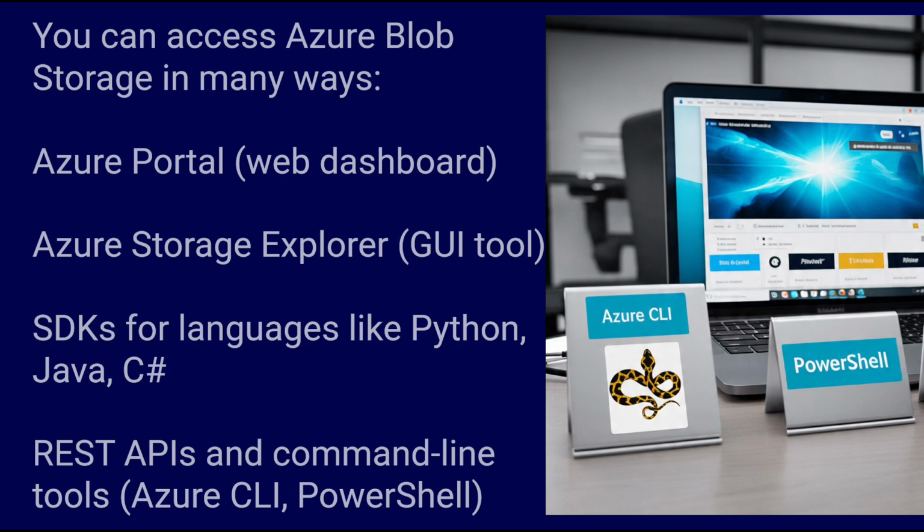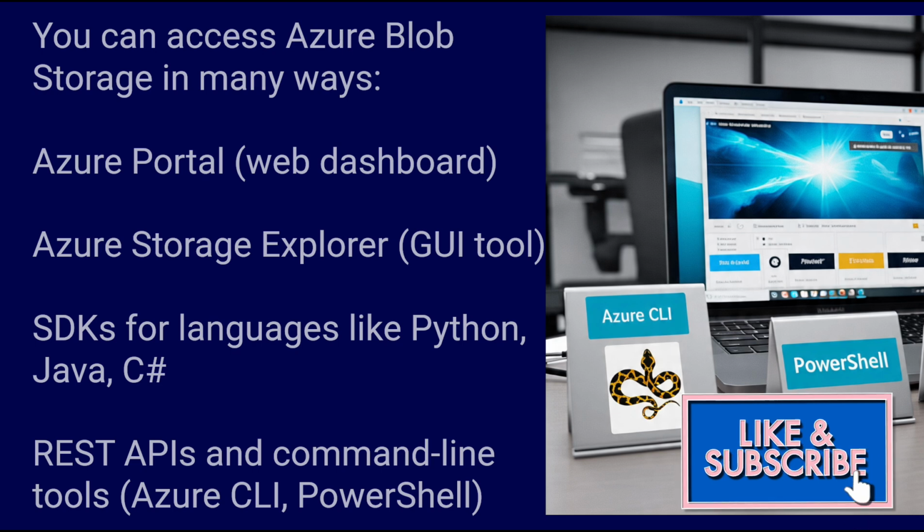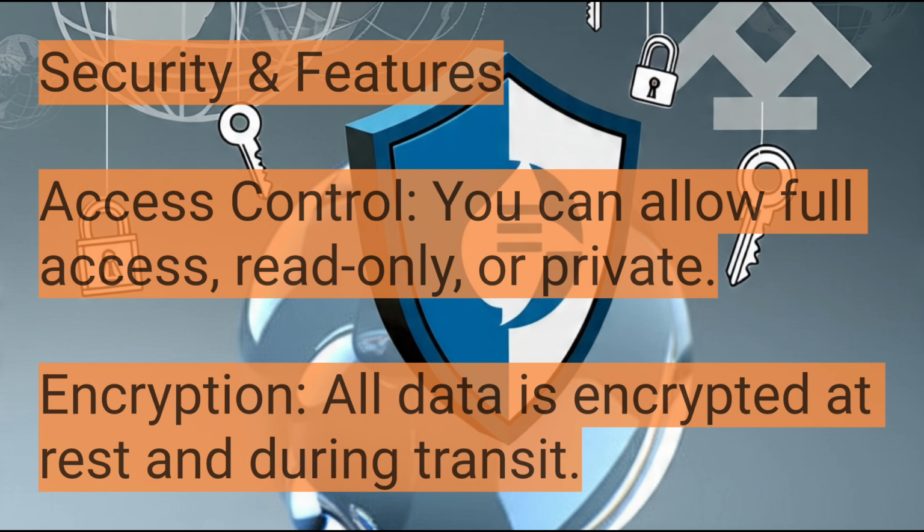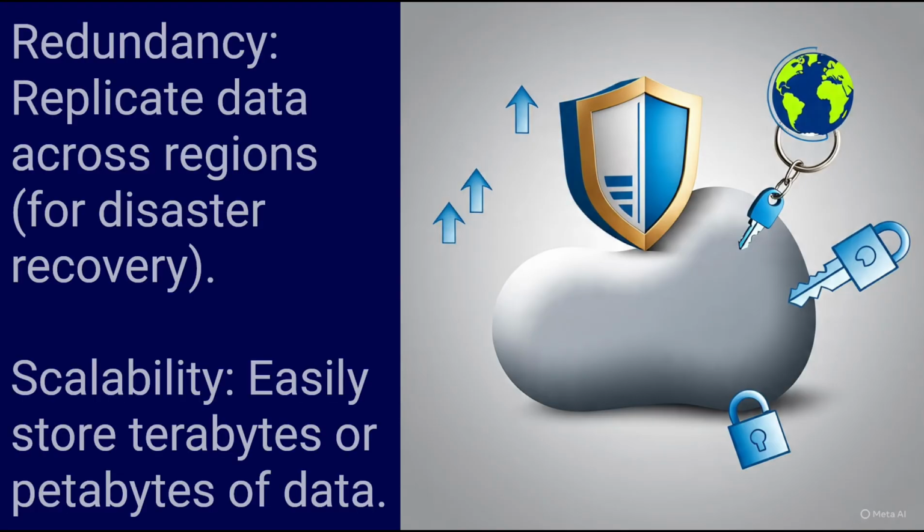How is it accessed? You can access Azure Blob Storage in many ways: from the Azure portal, from Azure Storage Explorer, the GUI tool, from an SDK for languages like Python and Java, and from the REST API and command line tools, Azure CLI and PowerShell. Security and features. There is access control. You can allow full access, read-only, or private. Encryption: all data is encrypted at rest and during transit. Redundancy: replicate data across regions for disaster recovery. Scalability: easily store terabytes or petabytes of data.